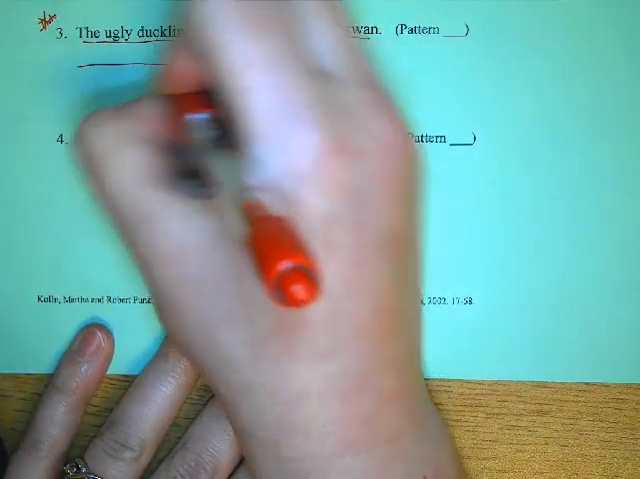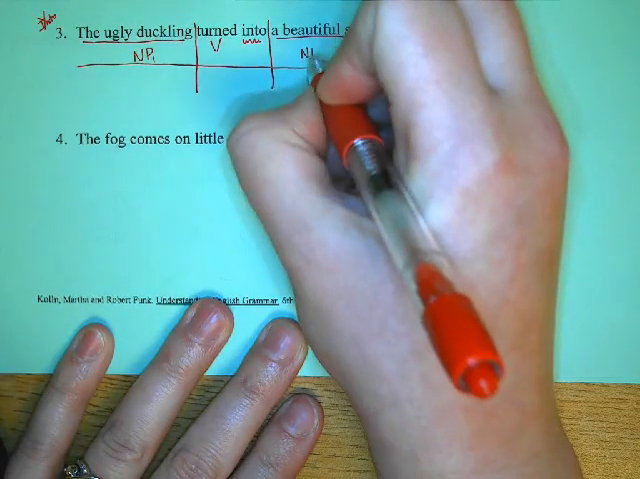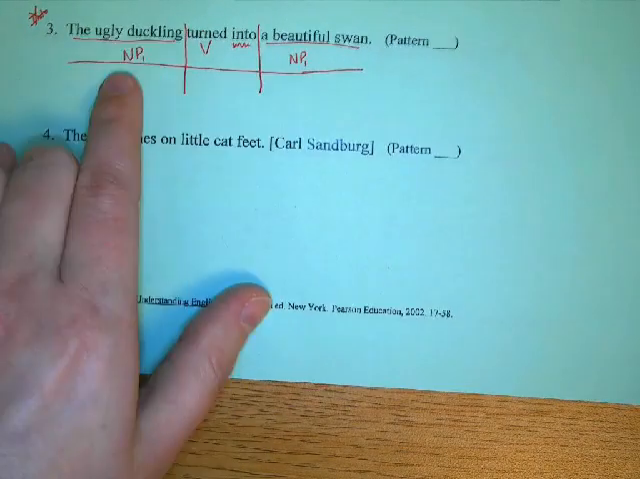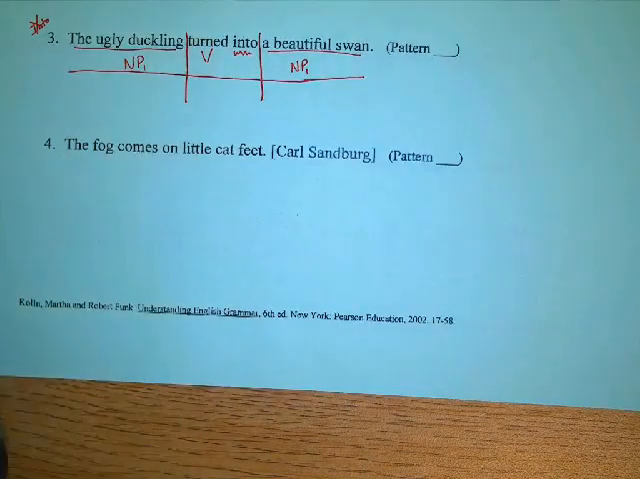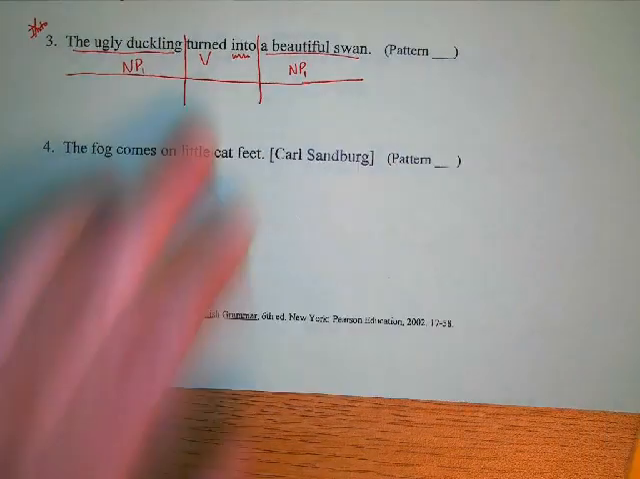So going across the top row, the ugly duckling is noun phrase 1. It's the same thing as the beautiful swan. So noun phrase 1, right? Just because it got older doesn't necessarily mean it's a different thing. And so it's not part, it's a whole transformation.